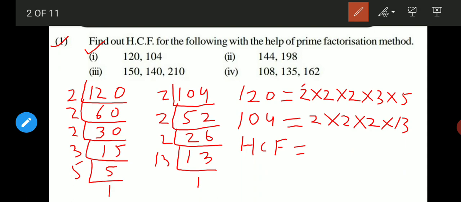First of all, you check this 2 and this 2 are common in both, so you can write 2. Again this 2 and this 2 are common, so you write 2. The last 2 is also common, so you write into 2. 5 and 13 are not common. So 2 into 2 into 2 is 4, then 8. So 8 is your answer.